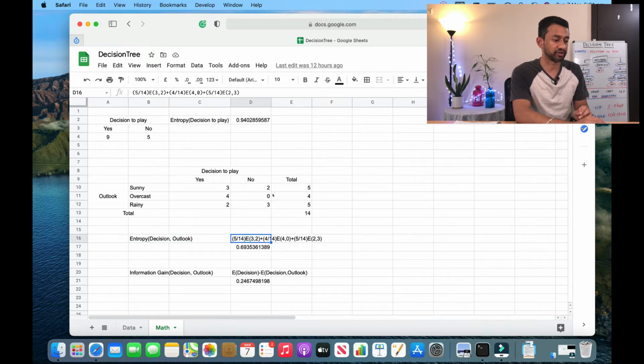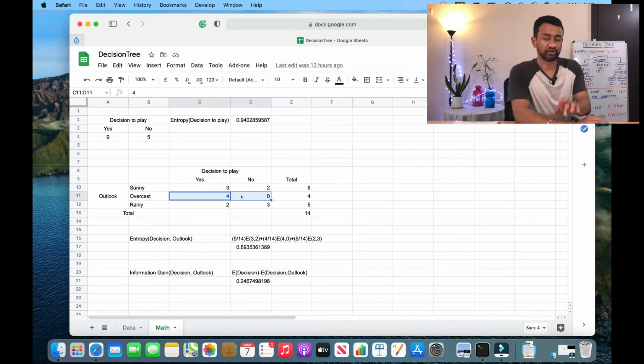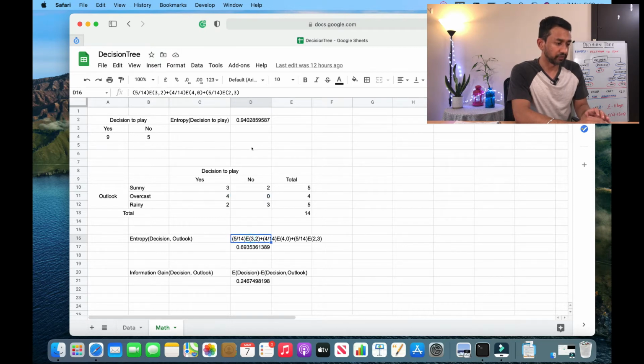In the case of sunny, out of 14 instances, there are 5 instances where it is sunny. So in this case we take 5 by 14 times entropy of E(3, 2), these 2 cases, plus 4 by 14. For overcast, there are 4 instances where it is overcast. So 4 by 14 multiplied by entropy of (4, 0), because it has 4 cases where the decision to play is yes, and 0 cases where the decision to play is no. Similarly, plus 5 by 14 multiplied by entropy of (2, 3). In the case of entropy, we know what the formula is.